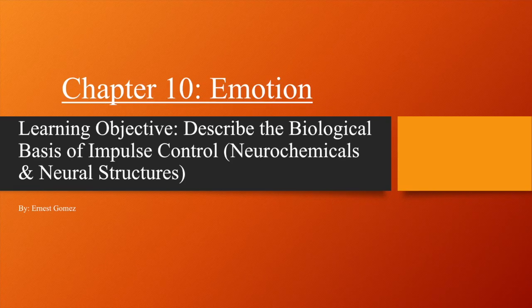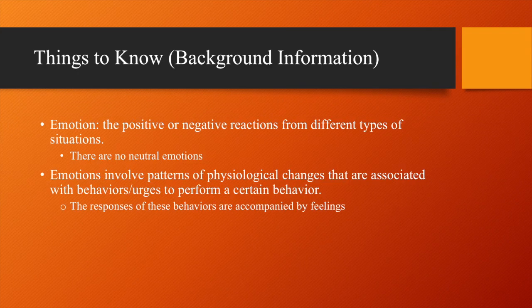Chapter 10 Emotion. Our learning objective is to describe the biological basis of impulse control, neurochemicals, and its neurostructures. Things to know. Background information. Emotion is the positive or negative reactions from different types of situations. There is no such thing as a neutral emotion.